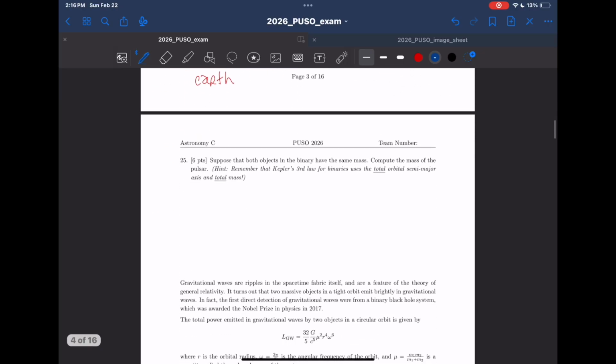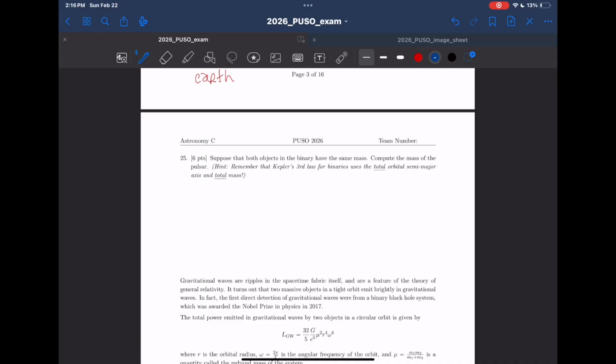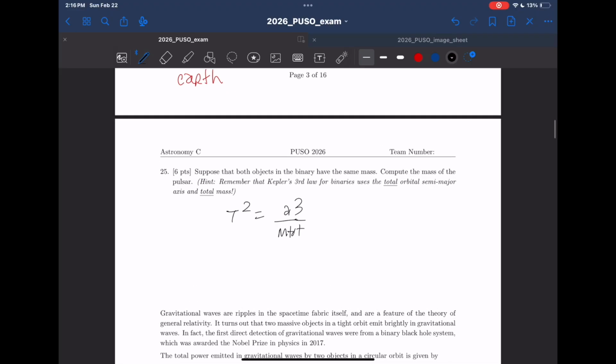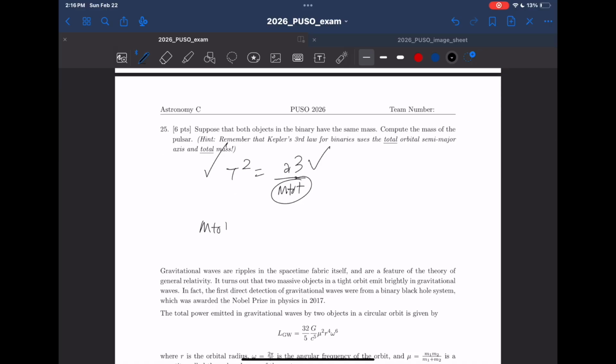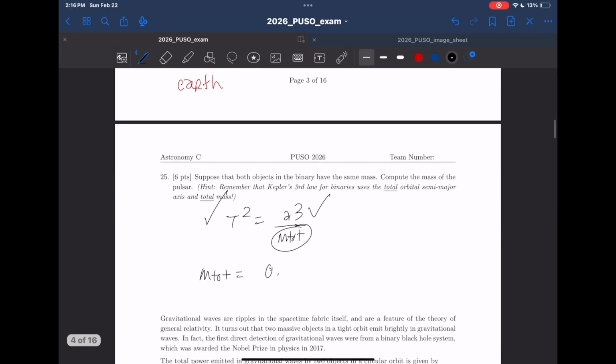Okay, so the next question is that suppose both objects in the binary have the same mass, compute the mass of the pulsar. Okay, so this is Kepler's third law, and we have that T squared is equal to a cubed over M total. So we definitely know the semi-major axis, good, and we also have the period, I believe, so we just can get M total. So then M total is equal to, what is this, 0.04 AU?